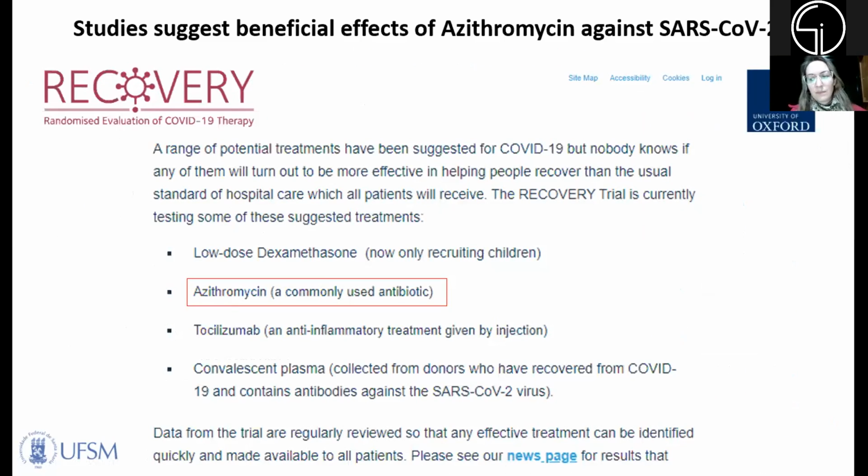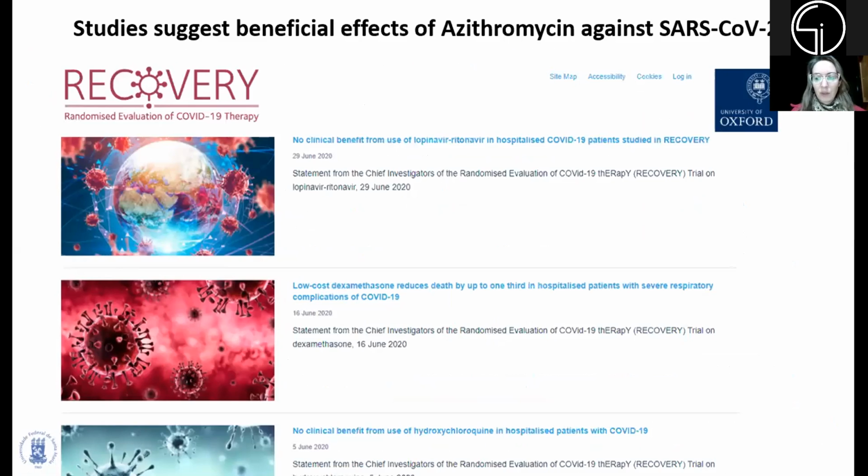And about human recovery, the largest clinical trial remains studying the possible effect of azithromycin. The positive and negative results of other drugs from this human clinical trial have already been published, but the RECOVERY trial remains recruiting patients for the azithromycin group.